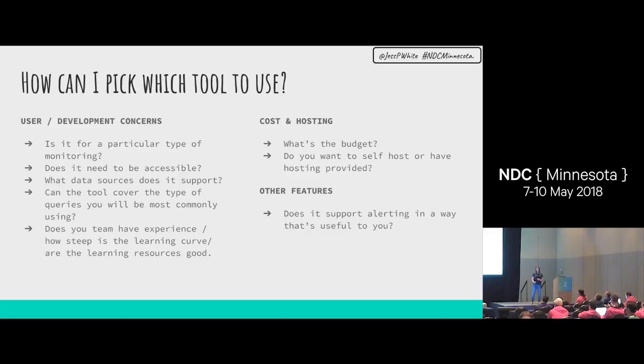There's a lot of good tools that have bad documentation. Look out for that. Cost and hosting. What's the budget? Are you going to self-host? Are you going to get them to host it? That will have a massive effect on your budget. Again, really easy to slip up on, so make sure you're having a conversation with someone who works there.